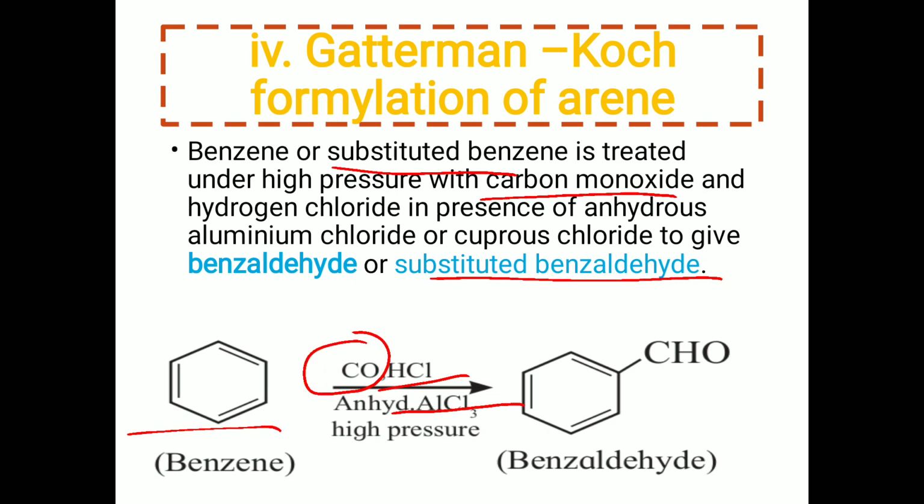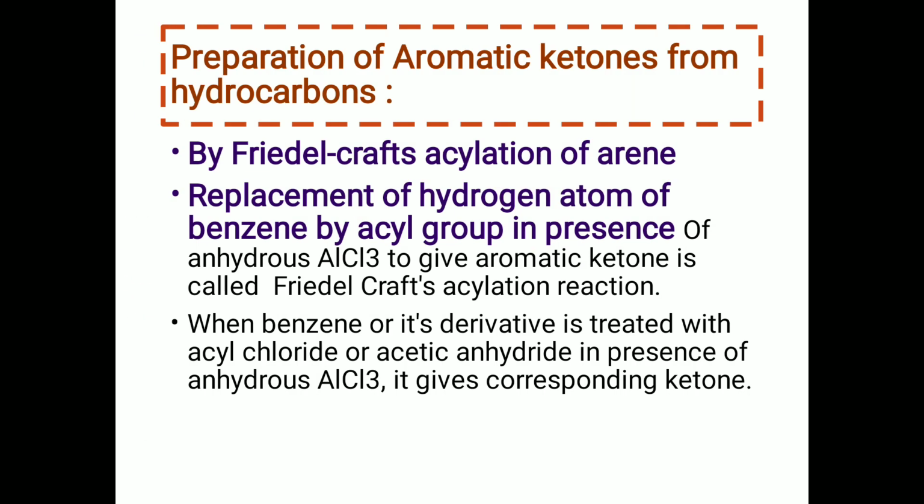Now see how this reaction takes place. When it undergoes the reaction with CO and HCl, the H in this benzene ring is converted into the CHO group. Now the third main reaction is the preparation of aromatic ketones from hydrocarbons. This reaction is also known as the Friedel-Crafts acylation of arenes.